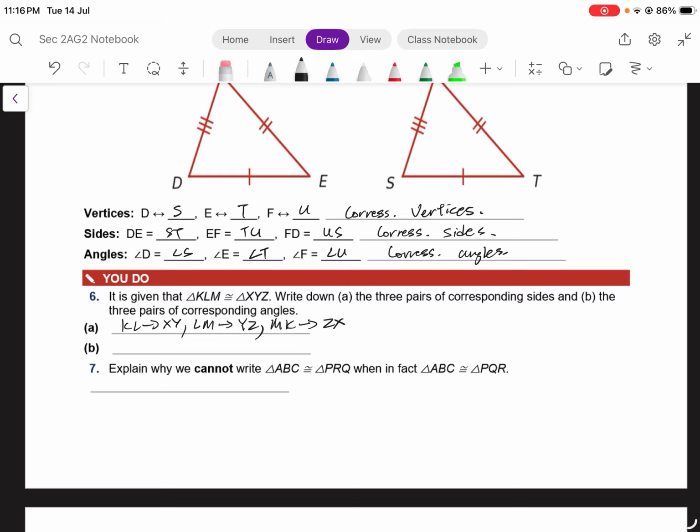Okay, then what are the 3 corresponding angles? Angle K is to angle X. Angle L is to angle Y. And angle M is to angle Z.